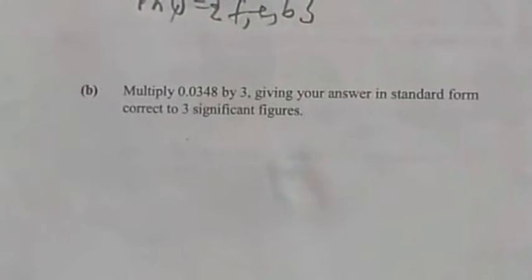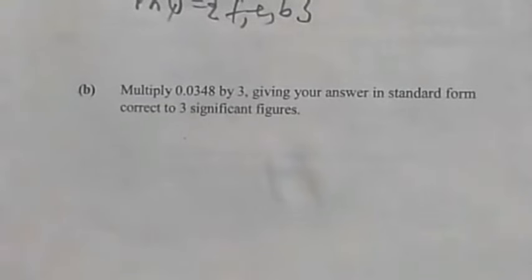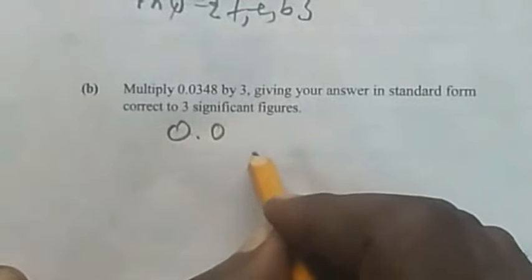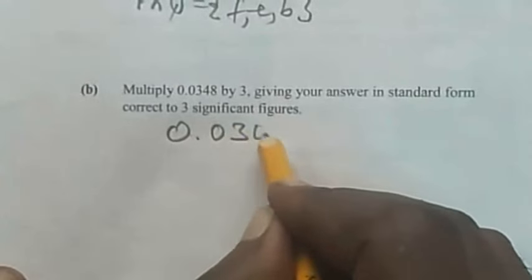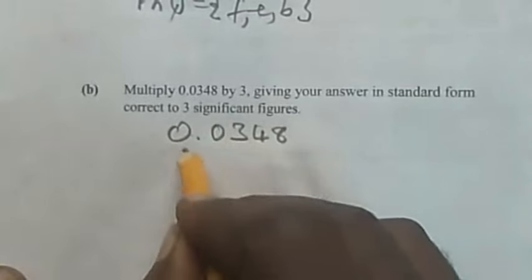We go to the next question, which is here. We are asked to multiply 0.0348 by 3 and give your answer in standard form, correct to 3 significant figures. So first we're going to multiply. We write 0.0348 times 3.